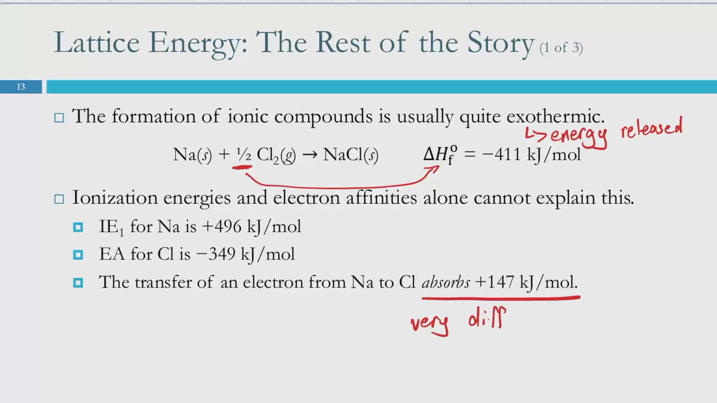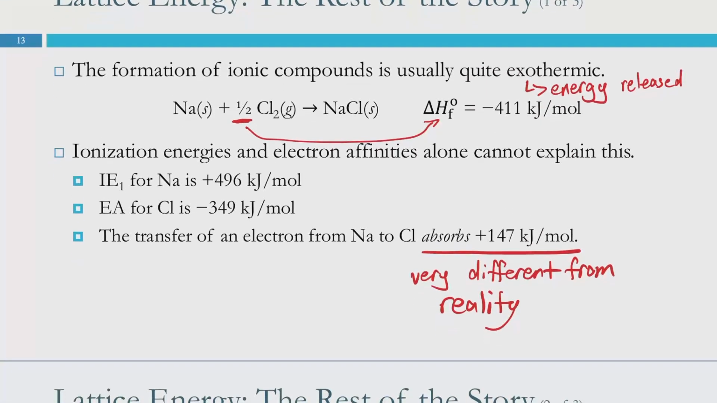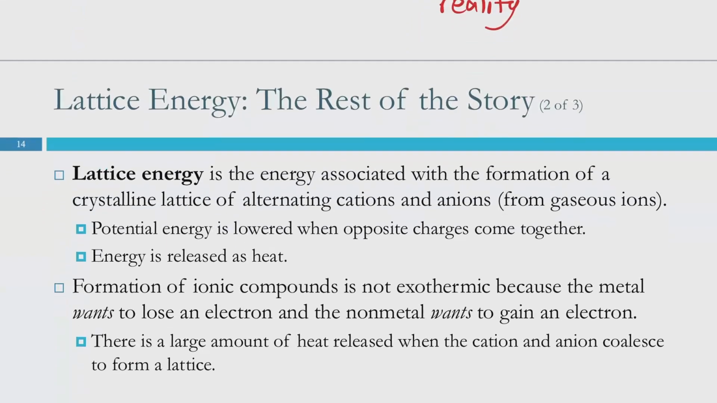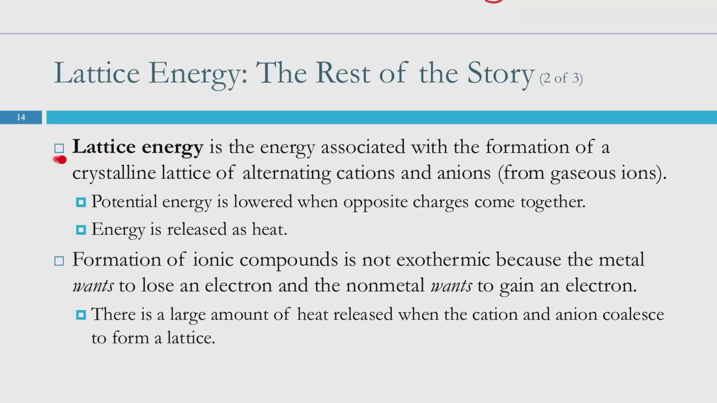This expectation is very different from reality, because we have the reality up here, this negative 411. So how do we explain the difference between these two numbers? And the way that we explain it is lattice energy. So we're making the assumption that these two are just kind of transferring the electrons and maybe they're linking up. In reality, when ionic compounds form, they form a lattice.